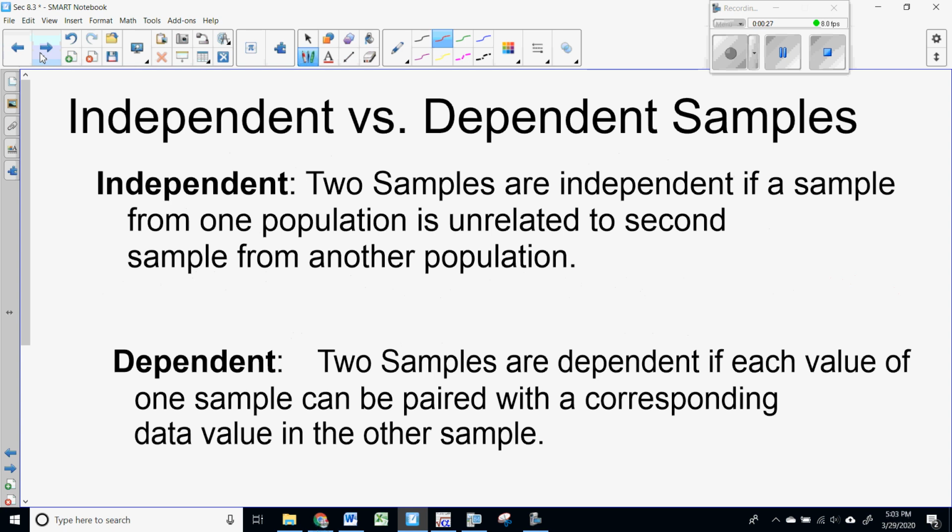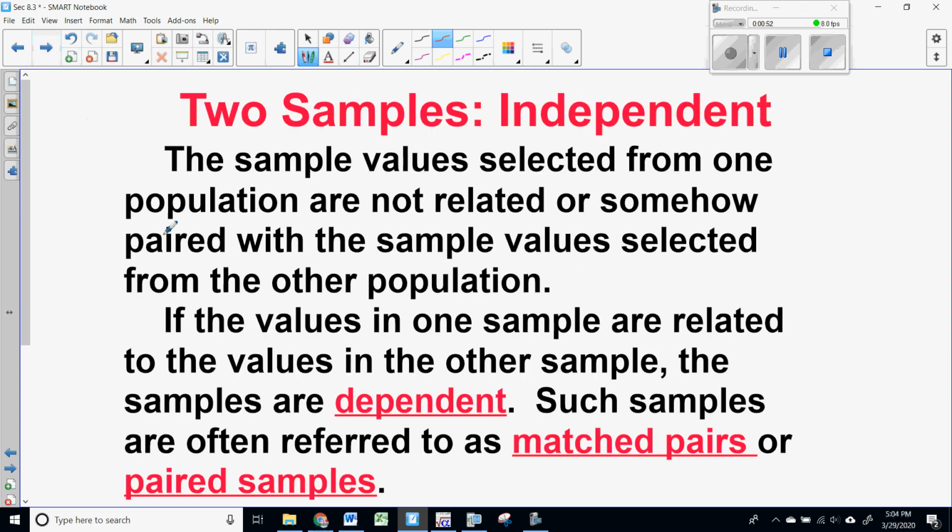An independent sample is two samples that come from two unrelated populations. There's nothing to connect or pair the one sample to the other. Dependent samples come when each value of one sample can be paired or matched to a corresponding value in the other sample. Sometimes these are called matched pairs or paired samples. I use this term matched pairs a lot to explain these dependent problems.